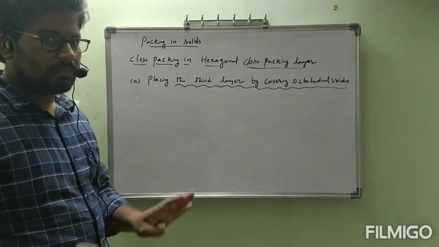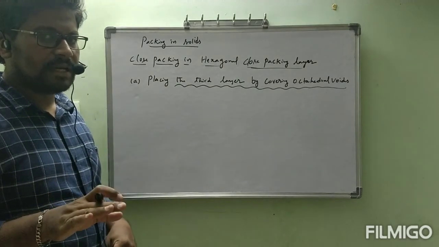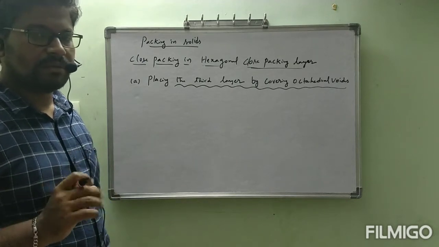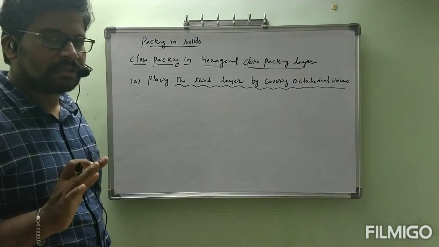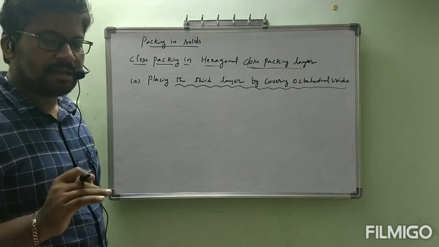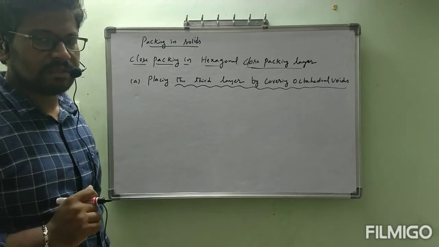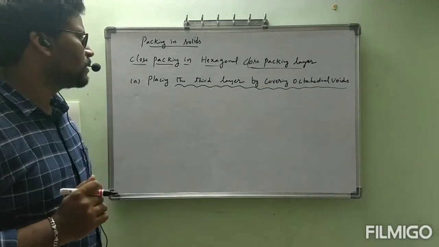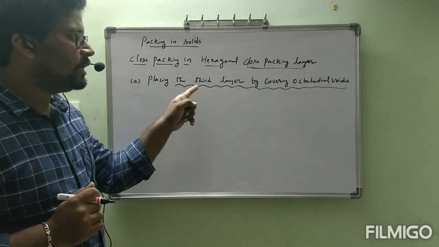Yesterday we have seen placing the second layer. That placing the second layer in a way that second layer is not repeated with first layer. Position of second layer is not repeated with first layer. Is it correct? First layer, if you imagine as A, second layer will be B. Like that in yesterday's class we have seen.